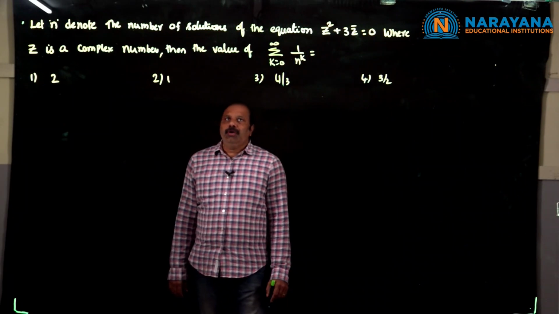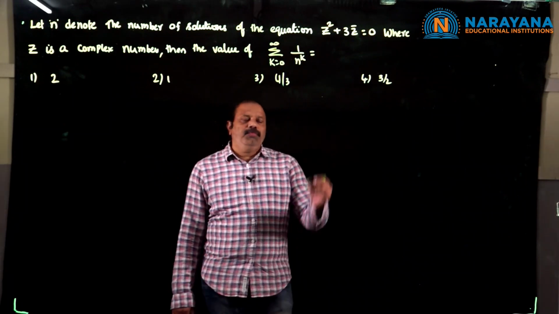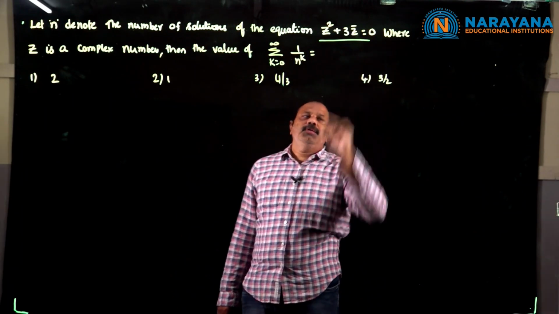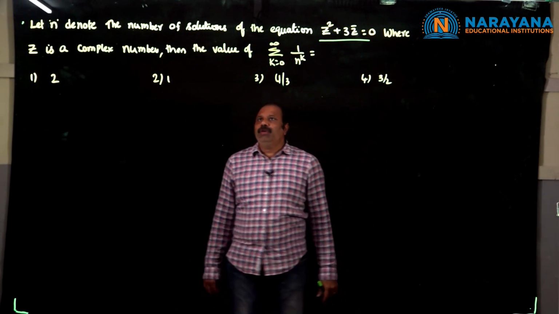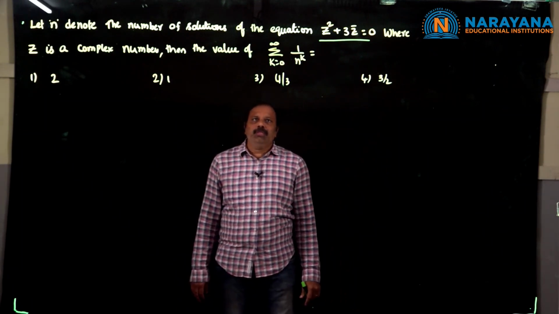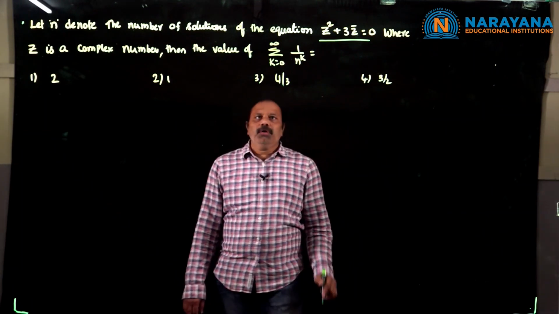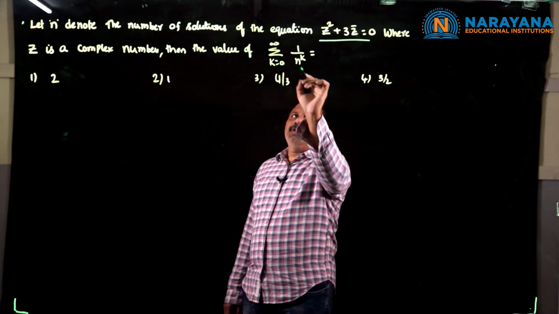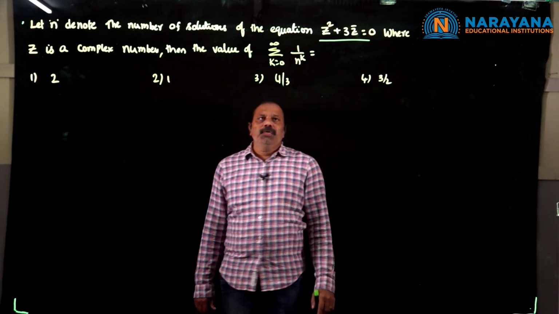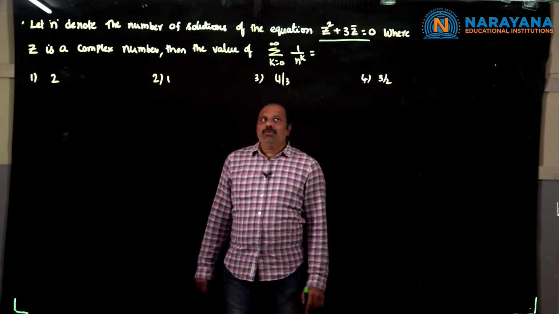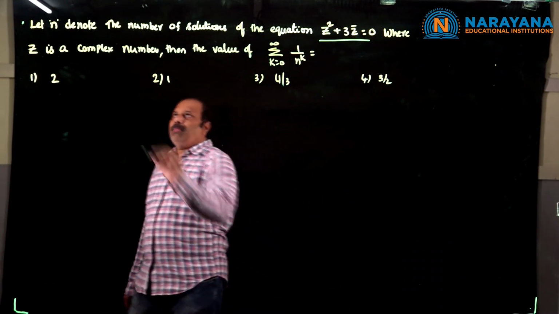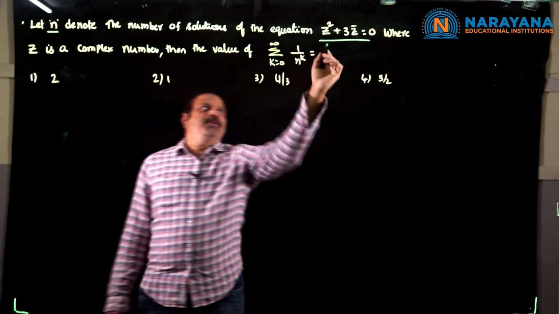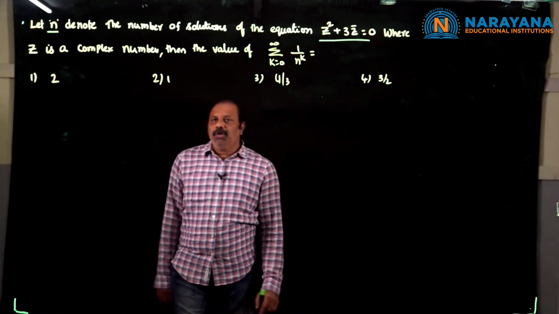Let n denote the number of solutions of the equation z squared plus 3 z bar is equal to 0, where z is a complex number. Then the value of the sum over k from 0 to infinity of 1 by n power k is equal to? So here n gives the number of solutions of the given equation z squared plus 3 z bar is 0.